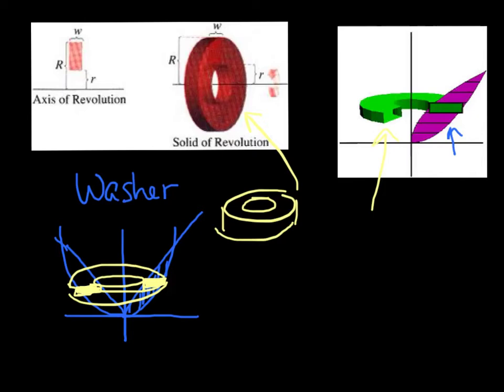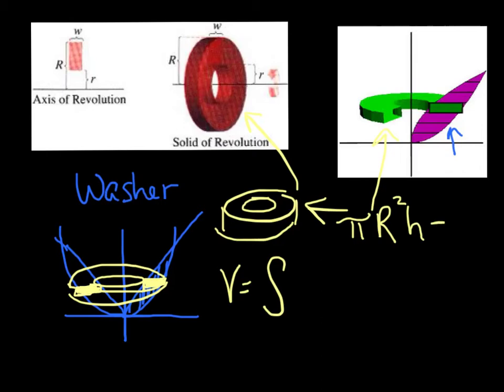So to get my volume, I'm going to think of this as another cylinder with a hole in the middle of it. To get the volume, it's actually a cylinder minus another cylinder. To get the volume, I'm going to do an integral. But this time, to find the volume of that, I'm going to have to take the big cylinder, which is pi big R squared H, minus the little cylinder, which would be pi little r squared H.